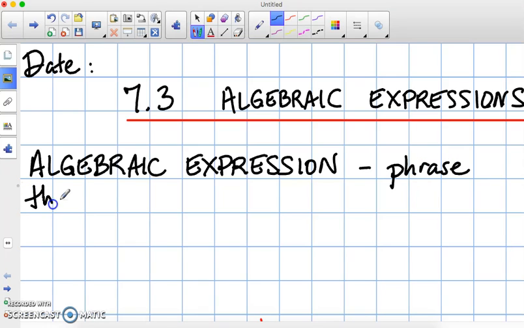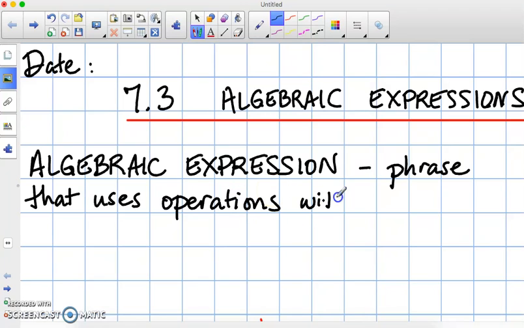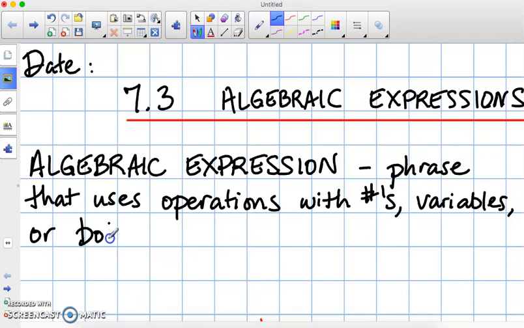that uses operations with numbers, variables, or both. So again, an algebraic expression is a phrase that uses operations with numbers, variables, or both.